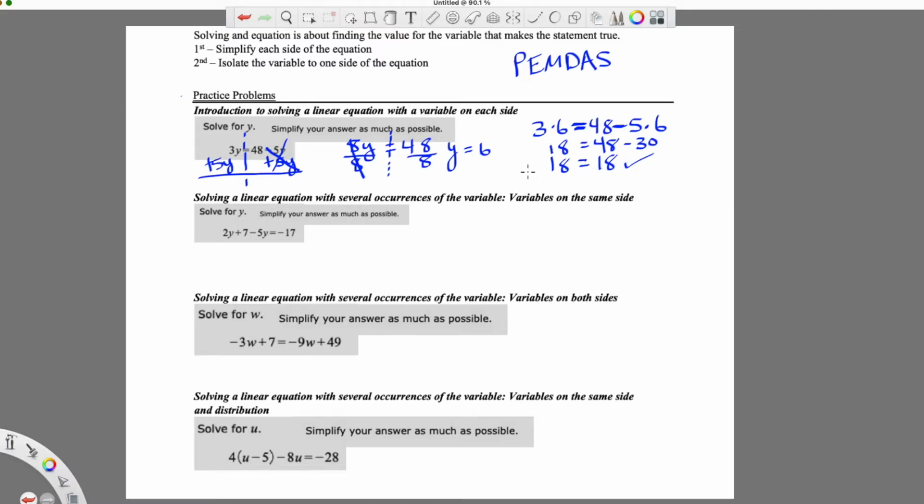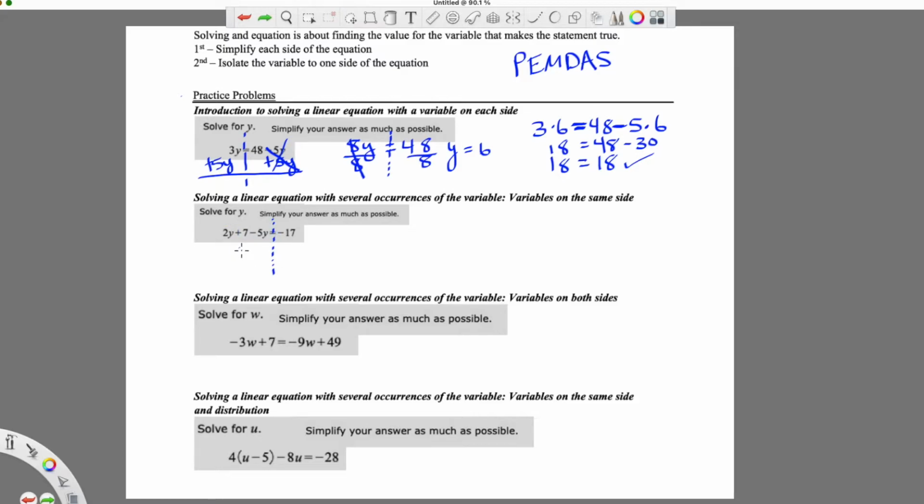All right, so let's go to the second one. So we have solving a linear equation with several occurrences of a variable. Variables on the same side. So now here's this side of my equal sign, and I don't have any variables on this side, but I do have 2 on this side. So I still have several occurrences of the variable, but now they're on the same side.